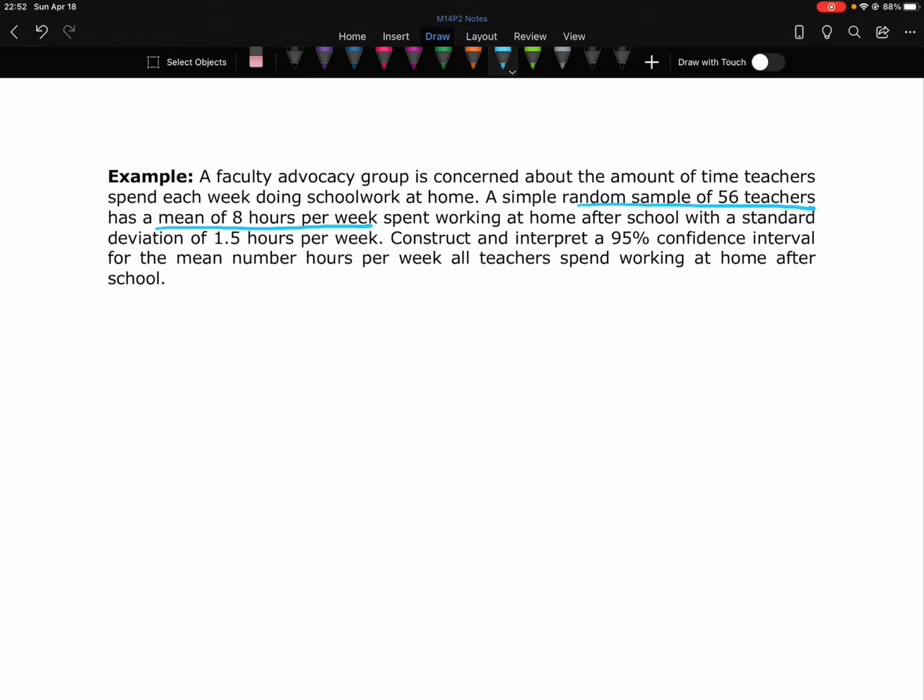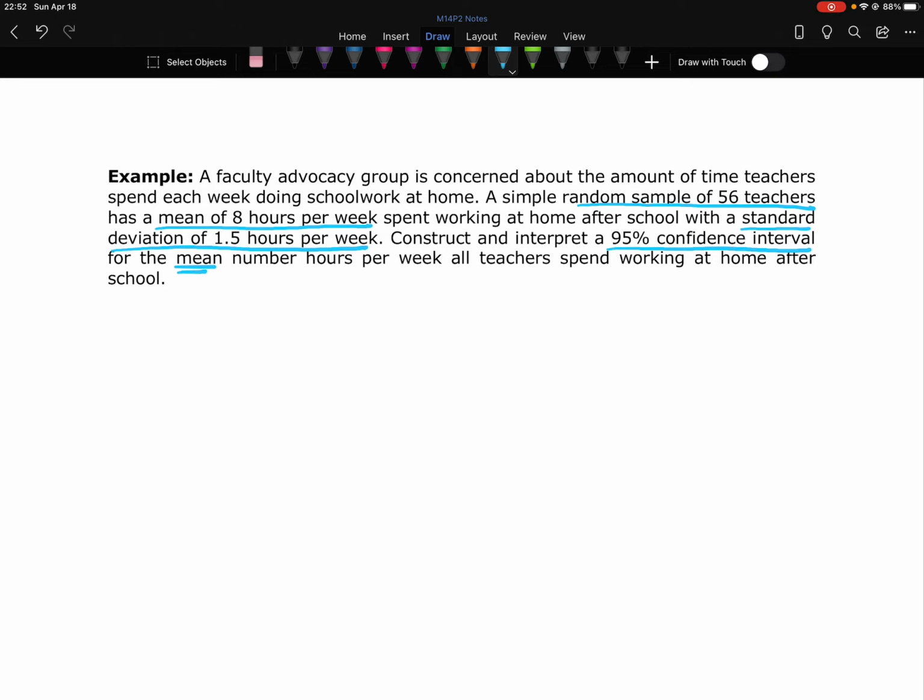So we want to take our sample of 56 teachers who work an average of 8 hours per week in addition to their standard 40 hours in the classroom, with the standard deviation of 1.5 hours per week. And we want to construct and interpret a 95% confidence interval. And we do have this nice little bonus here of the mean number of hours per week.